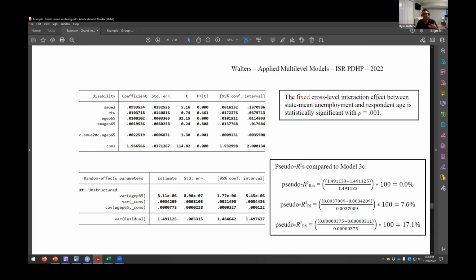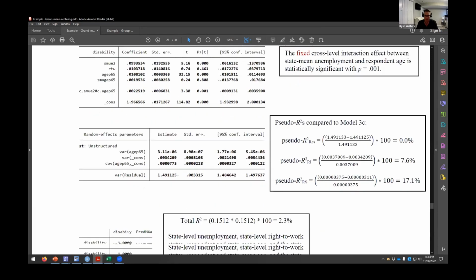So what I said earlier was that this cross-level interaction effect is a convergence effect. And the way we deconflate that is to include the state mean unemployment by state mean age interaction in the model as well. So that's where we're going to go next.